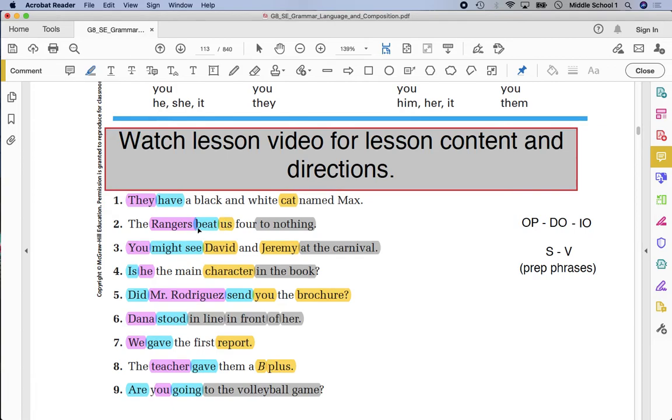We're identifying these sentence parts to show you that nothing has changed concerning those sentence parts that we've previously labeled. The only thing that we're looking to identify as we proceed through our pronoun lessons this week is if any of those words have substituted from a regular noun into a pronoun. You might see what, David? Jeremy. These are direct objects. This is a prepositional phrase.